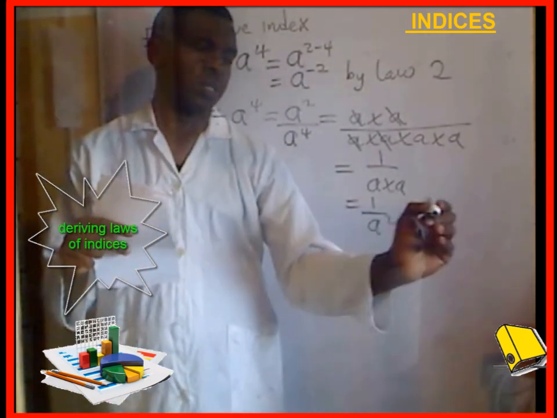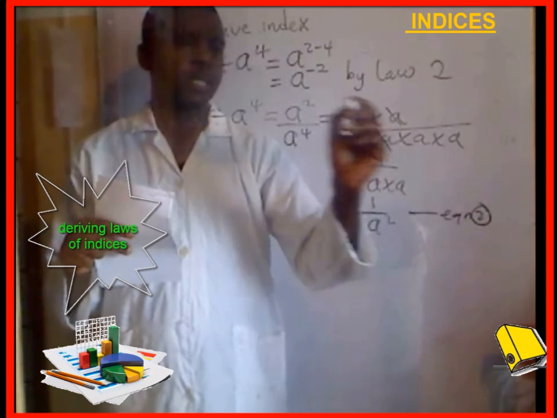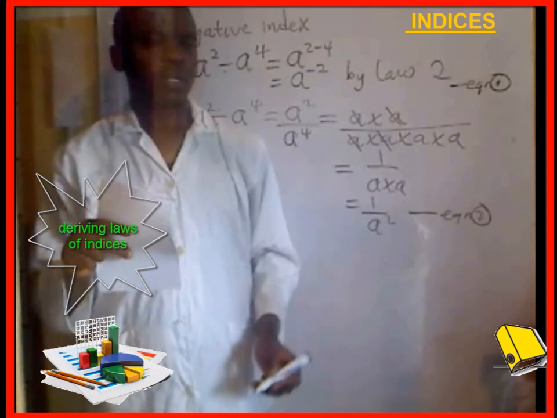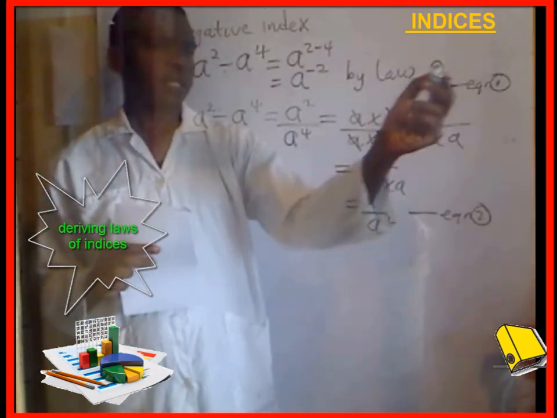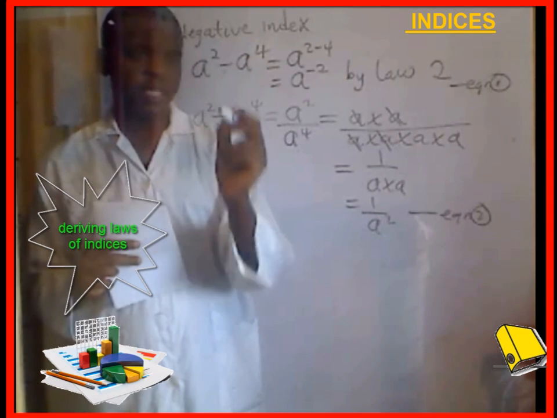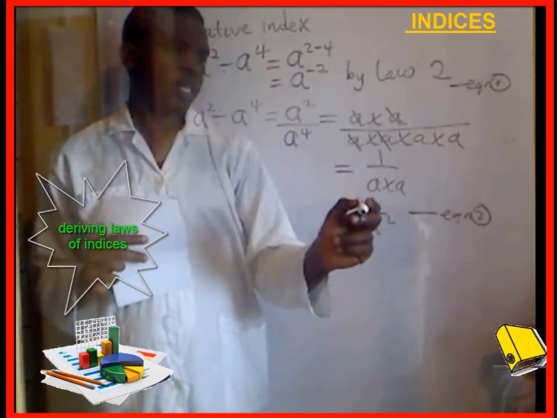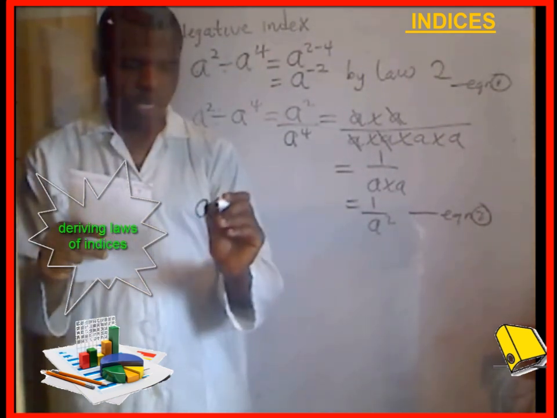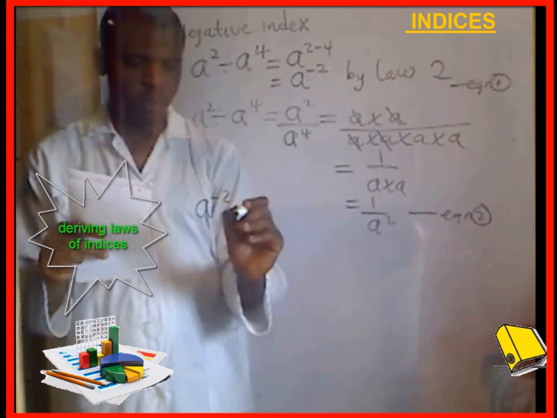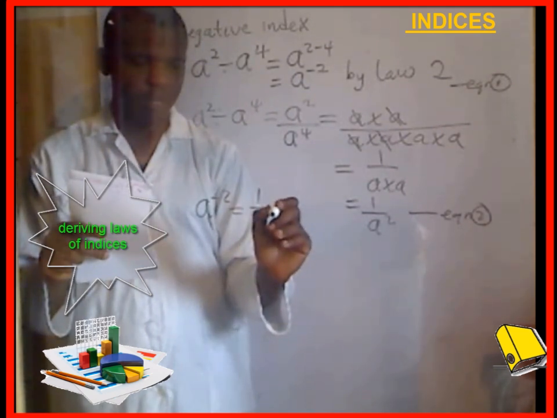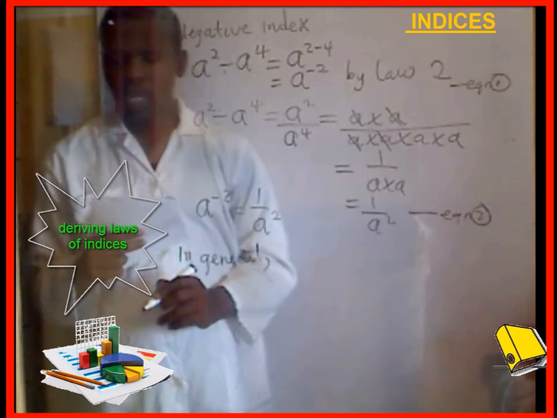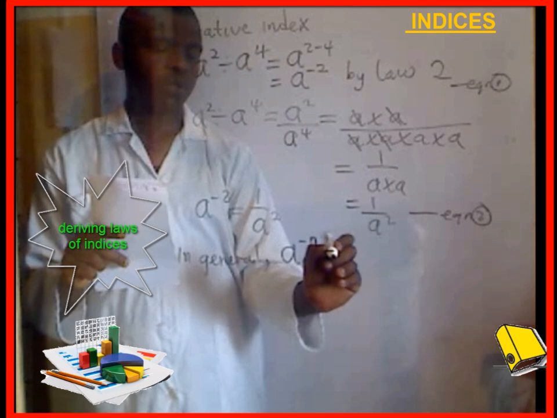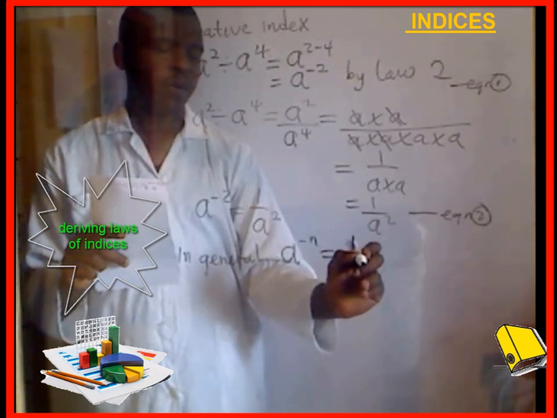So let's call this equation 2, and this is equation 1. We find here that the answers come from the same initial problem, which therefore means that the answers should be the same. So here I'll say a raised to the power minus 2 is equal to 1 all over a raised to the power 2. In general, a raised to the power minus n is equal to 1 all over a raised to the power n.